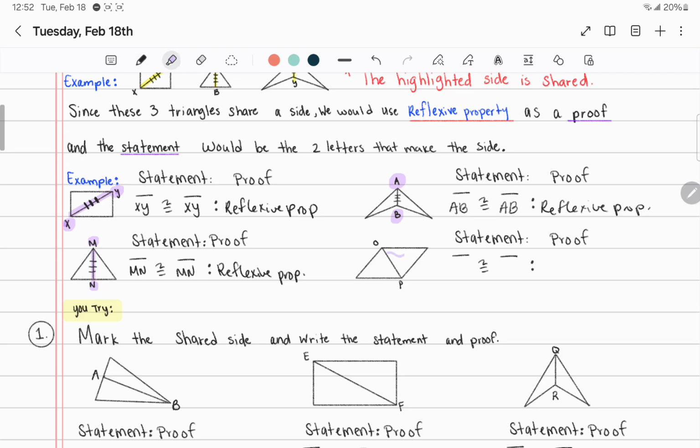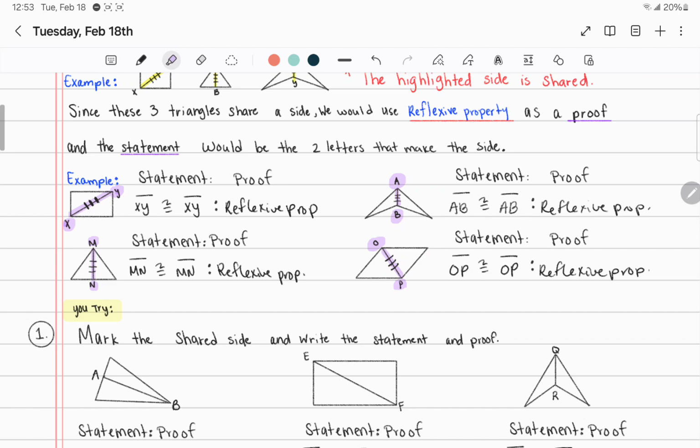Last one. Shared side is right here. So go ahead and mark that with 1, 2, 3 lines. What are the two letters that make the side? O, P. So write OP is congruent to OP. And what goes on the other side? Reflexive property. So every time there was a shared side, we wrote reflexive property, and you mark it with 3 lines.